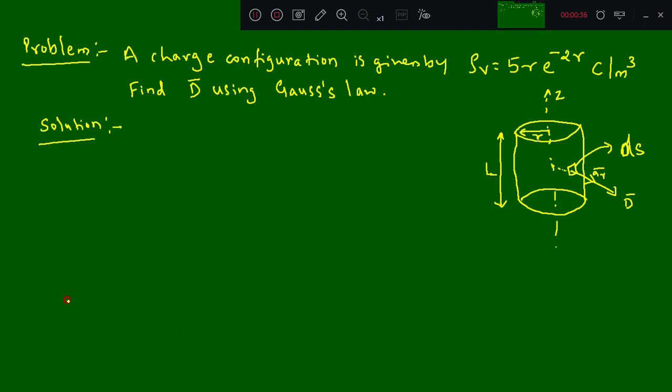So they have given the rho v and we will assume it is in cylindrical coordinates, and let the Gaussian surface be a right circular cylinder of length L, that is cylindrical coordinates, length is L, then radius is R with axis in Z. Okay, so we know the formula to calculate the D.